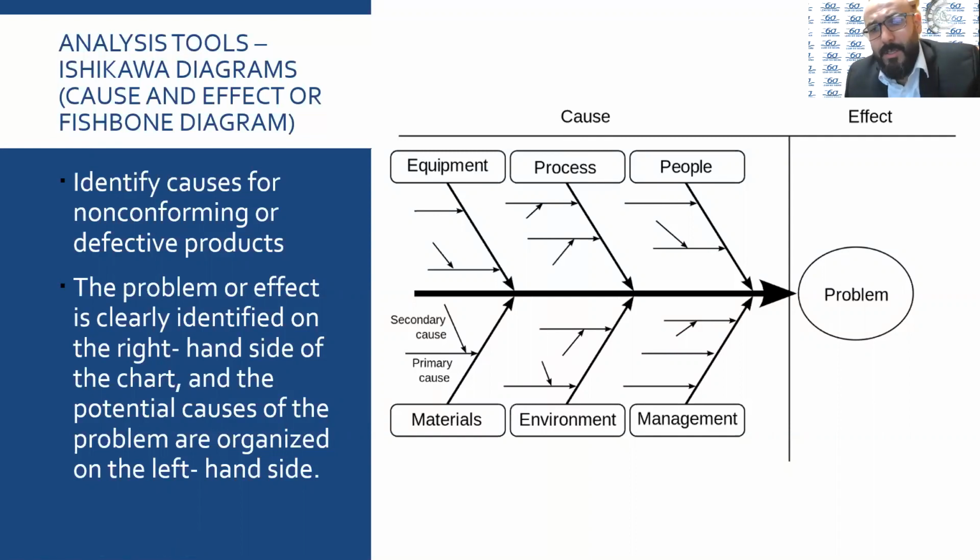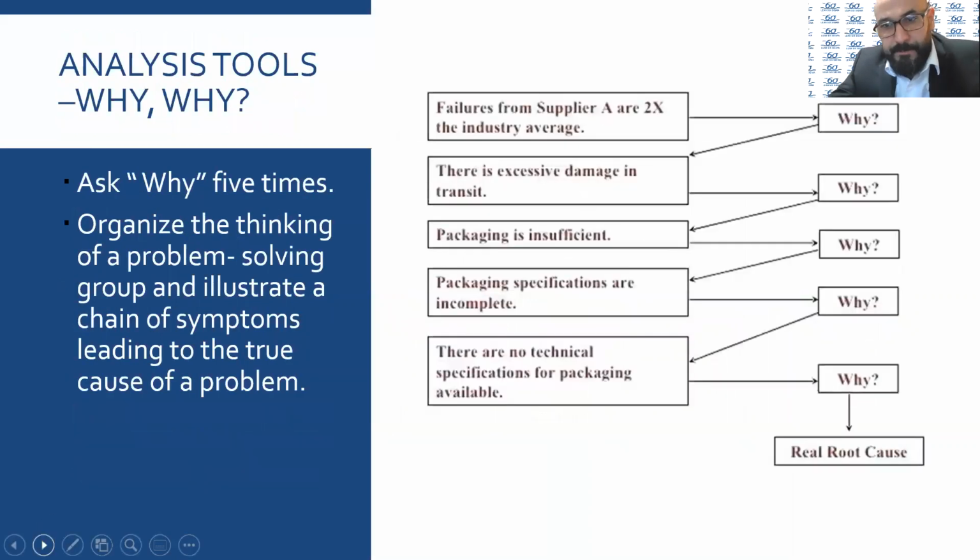So once we look into that, you could look into the primary cause and you could look into the secondary cause as well. So what we need to do, we use this tool to identify the cause for non-conforming or defective products. The problem or effect is clearly identified on the right-hand side. So this is the problem, and the potential causes of the problem will be listed on the left-hand side, and you could categorize them by these categories. This is also known, as I mentioned, as the fishbone diagram or the cause and effect diagram.